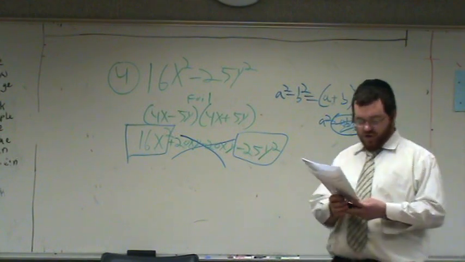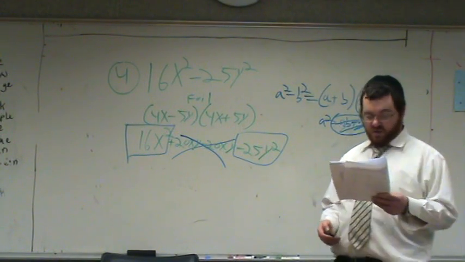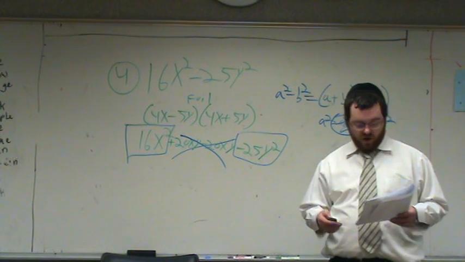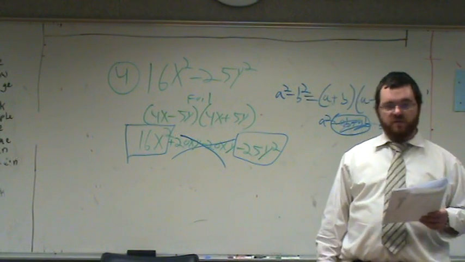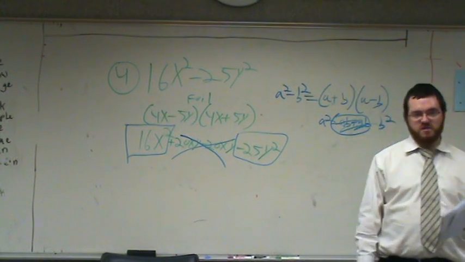So therefore, if you tried FOIL, you would see that the correct answer for 4 is answer 1, 4x minus 5y times 4x plus 5y.